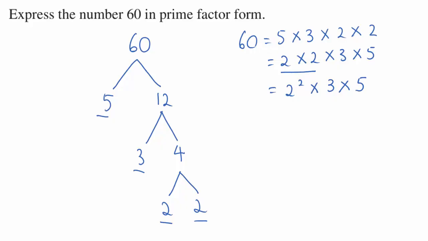As I said at the start, we could have chosen different numbers to decompose 60. For example, we could have started with 60 and broken it down into 6 times 10. If we do this, we would continue in the same way, and in fact we would end up with the exact same prime factor form. I'll leave this for you to try at home.